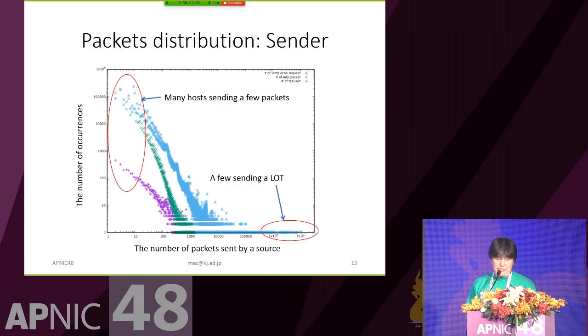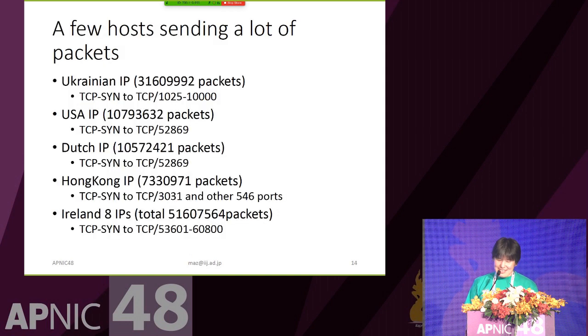So this is interesting. About a million senders are just sending a few packets, less than 10 packets, to our whole network. But a few hosts are sending hundreds of millions of packets to our network. Right? That's interesting. So the top talkers, a few hosts sending a lot of packets.